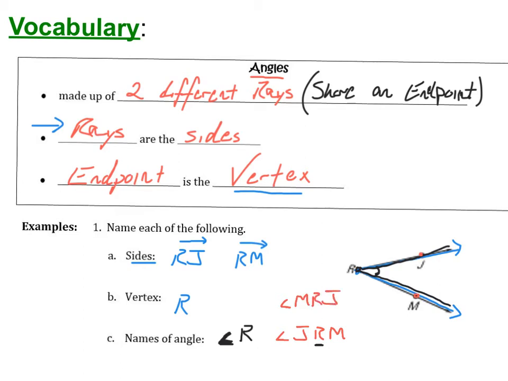Using 3 letters will work a little bit better in case there are other angles coming off of point R like this. In this case I can no longer call it angle R because now I'm not sure if I'm referring to this angle, if I'm referring to this angle below it, or if I'm referring to the large angle that contains both of these.